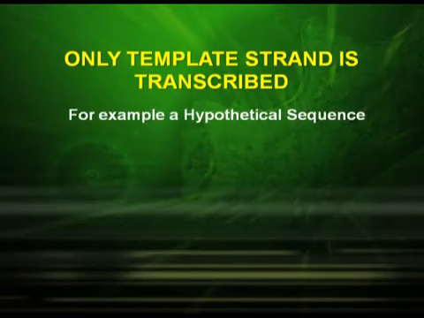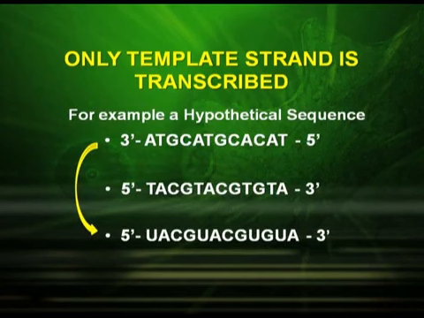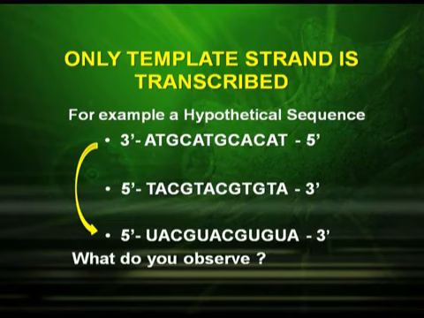take a hypothetical sequence. As the figure shows, there are the two strands, 3' to 5' and 5' to 3'. Now if the strand which is 3' to 5', ATG, CAT, is transcribed, the sequence of the bases becomes UAC, GUA, CGU and GUA. Now what do you observe? You can see that between the 5' to 3' strand, TAC, GTA, CGT, GTA, and UAC, GUA, CGU and GUA, the only difference between these two strands is that in place of thymine there is U, that is uracil. Otherwise the sequence is exactly similar.